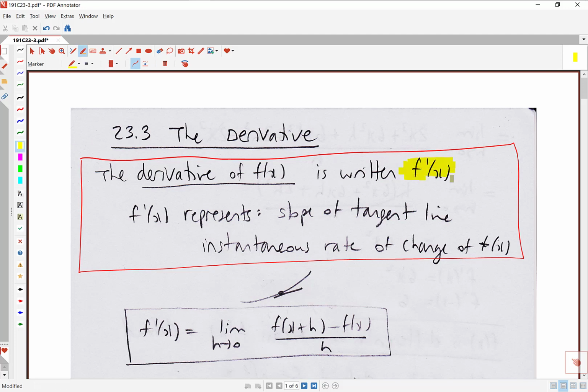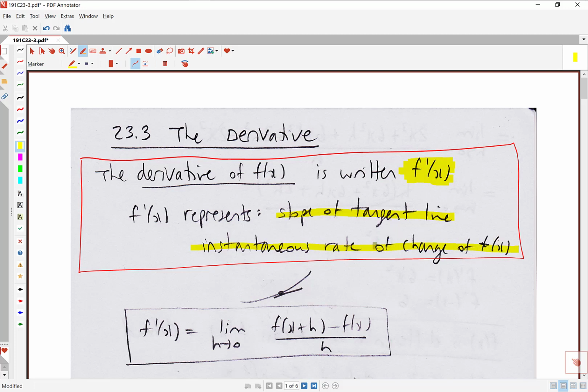And when we read this, this apostrophe is pronounced as prime. So we actually read that as f prime of x. That's the derivative of f of x. So what f prime of x represents is a couple of different things. It's the slope of the tangent line to the curve f of x. And it also represents the instantaneous rate of change of our function f of x.